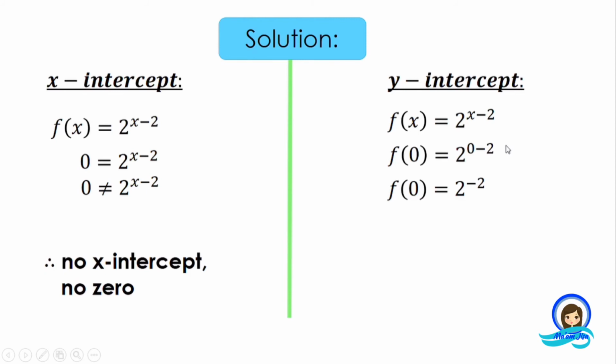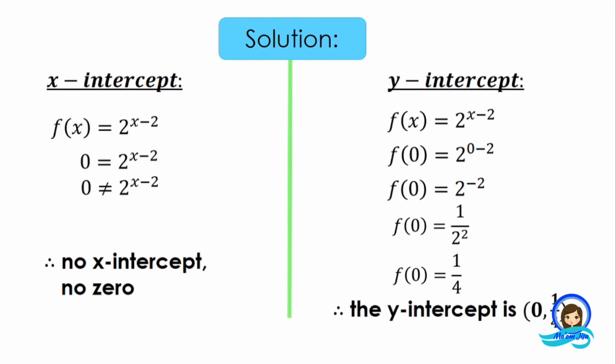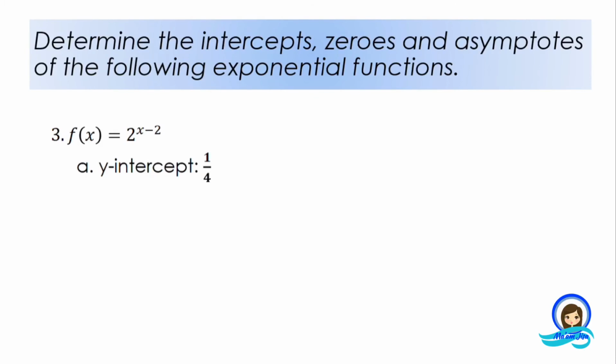To evaluate 2 to the power of negative 2, apply the laws of exponents, particularly the laws of negative exponents. That is equivalent to 1 over 2 squared. We take the reciprocal and then the sign of the exponent becomes positive. As we evaluate it further, the value is 1/4. Therefore, the y-intercept is 1/4. And this is its graph.